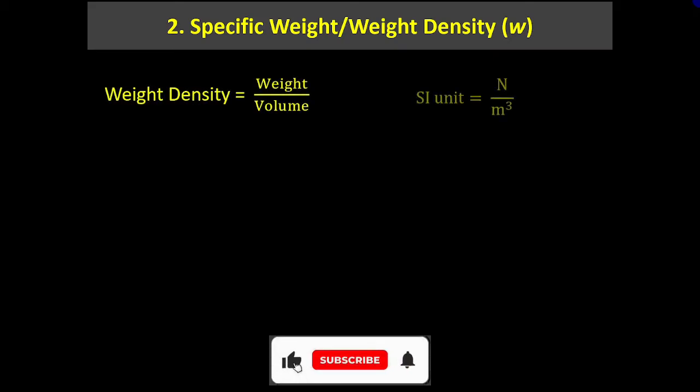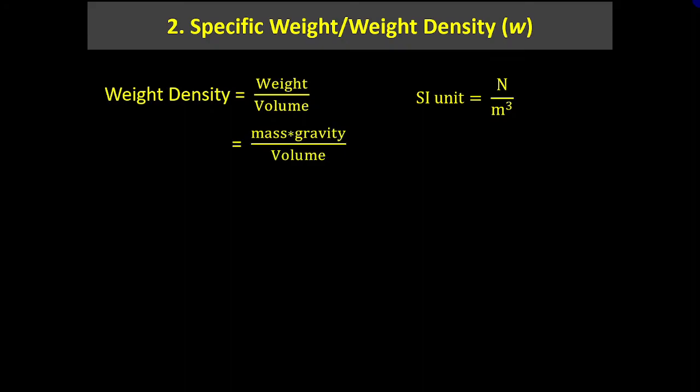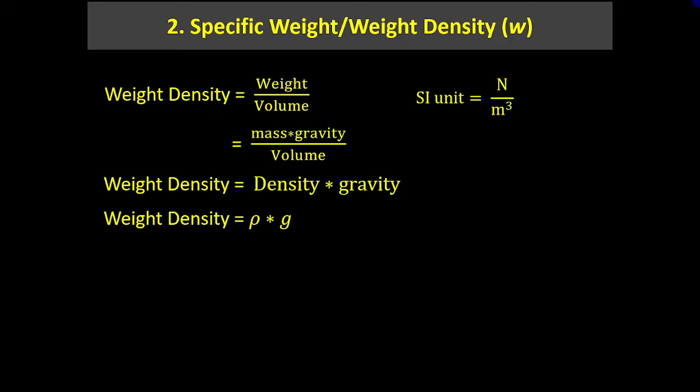Now let's try to see the specific weight, that is also known as weight density. Definition wise, weight density is nothing but weight per unit volume. The SI unit of weight density is Newton per meter cube. Now if I convert the weight into mass into gravity, then we can write mass into gravity divided by volume. Mass upon volume, that is nothing but density. So weight density is density multiplied by gravity.